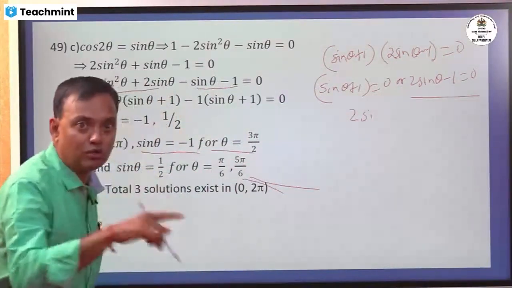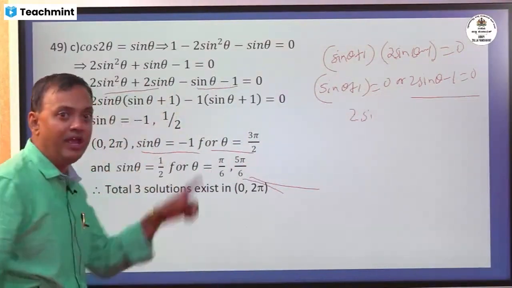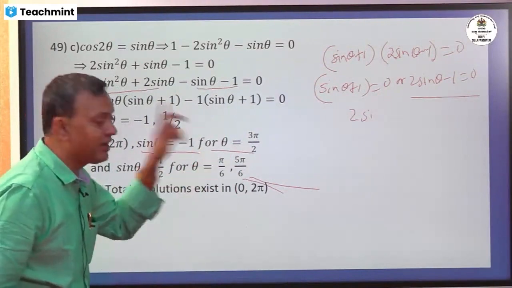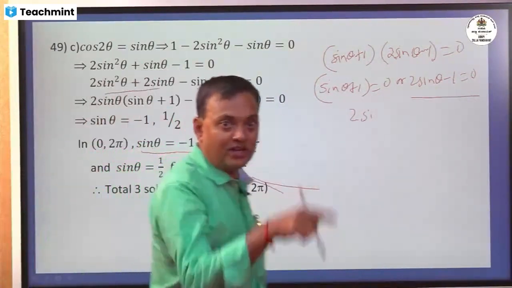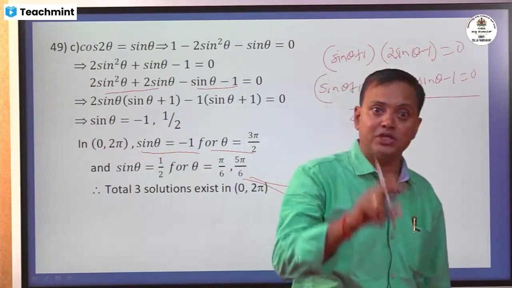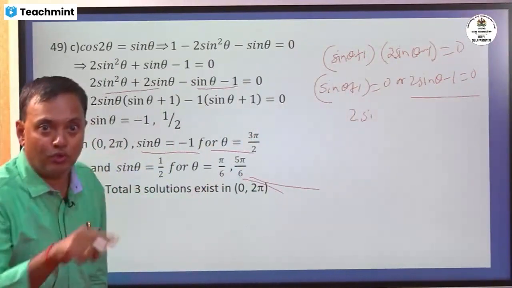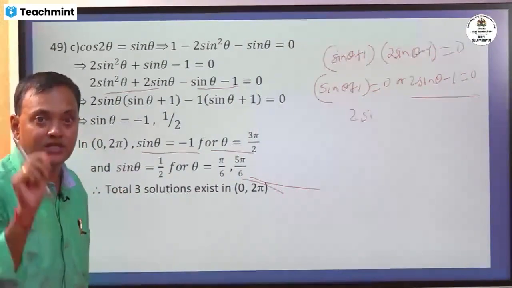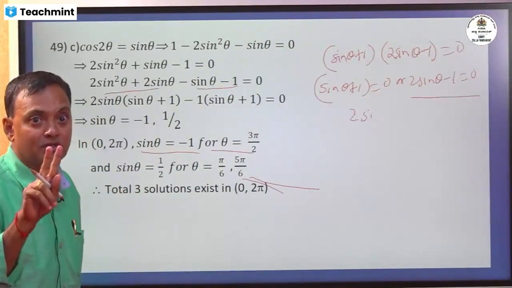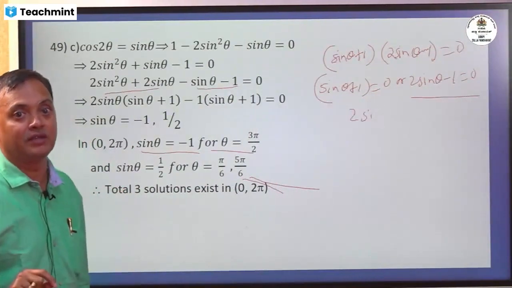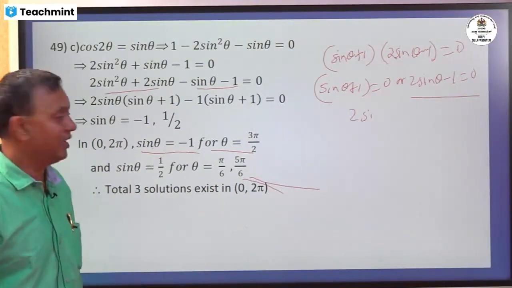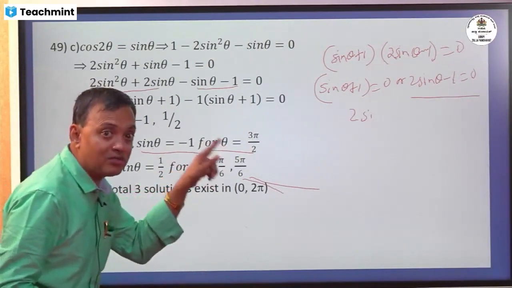In 0 to 2 pi, this equation has only one value, because this is a quadrant angle. We know in one rotation each trigonometric function has either positive or negative two values, correct? So in one complete rotation each trigonometric function has two values. When you did the principal solution, you got two values. But here only one value, because this is a quadrant angle.